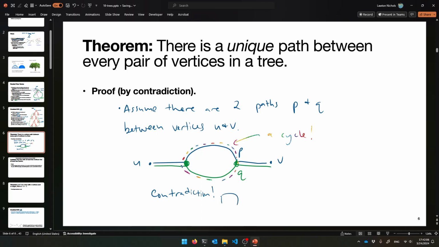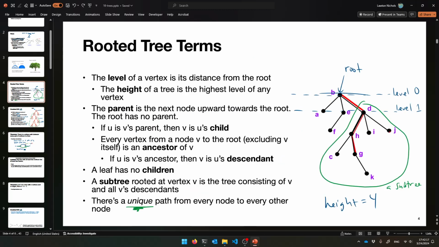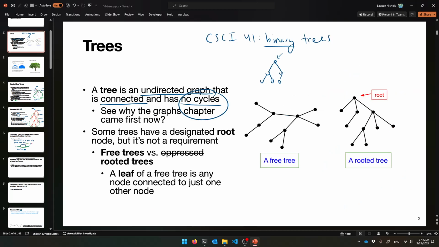Yay. QED. So that proves that there is a unique path. You couldn't have had two separate ones. There's only one way to move around between nodes in a tree. You pick two nodes, like E and K, and there's only one way to get there. You've got to go through B and then down that way. Isn't that cool? So that was the no cycles bit.